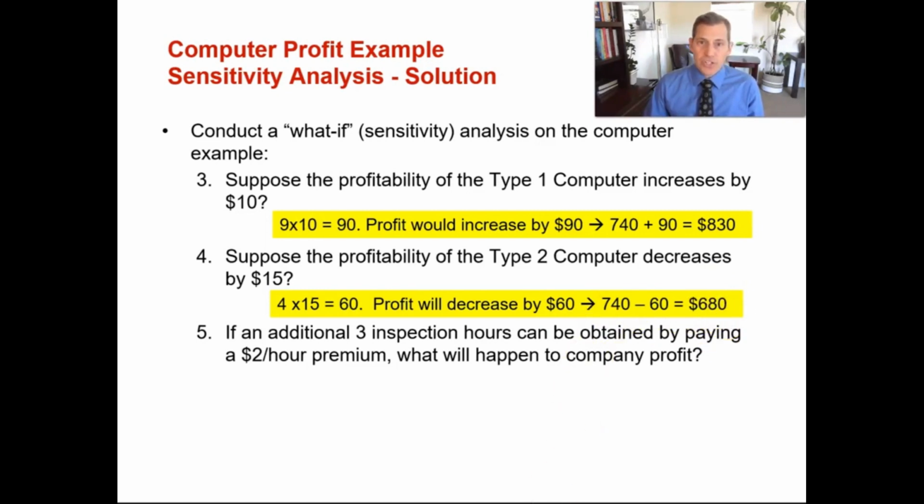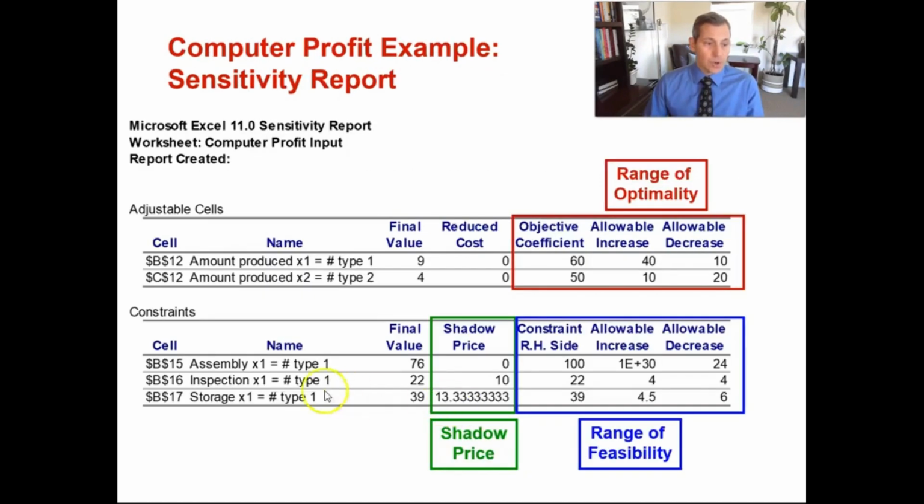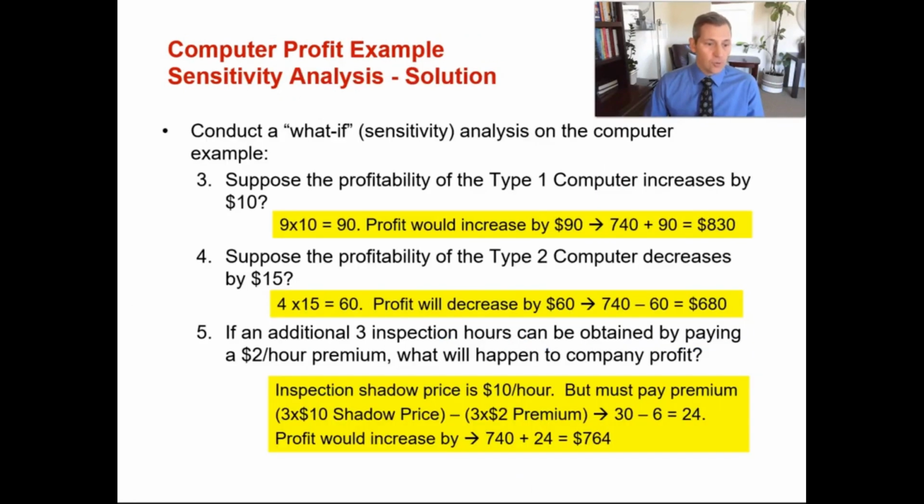All right, and then our last question is, if an additional 3 hours of inspection can be obtained by paying a $2 an hour premium, what will happen to our company profit? Okay, so 3 hours of inspection, but we have to pay $2 an hour to get it. So inspection, our shadow price is $10 per unit. So we're going to get $10 worth of profit for every unit of inspection that we can get. We've been able to achieve 3 hours of additional inspection.